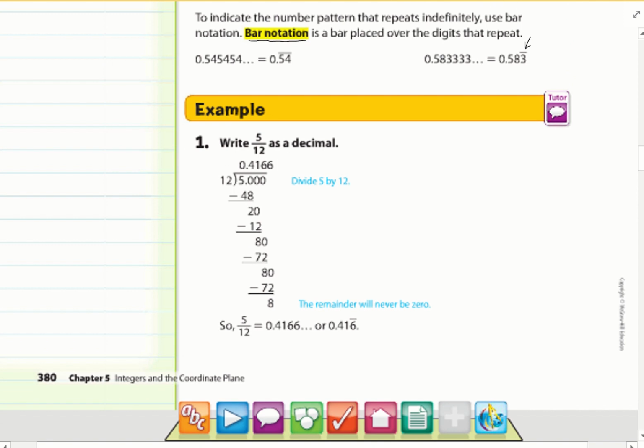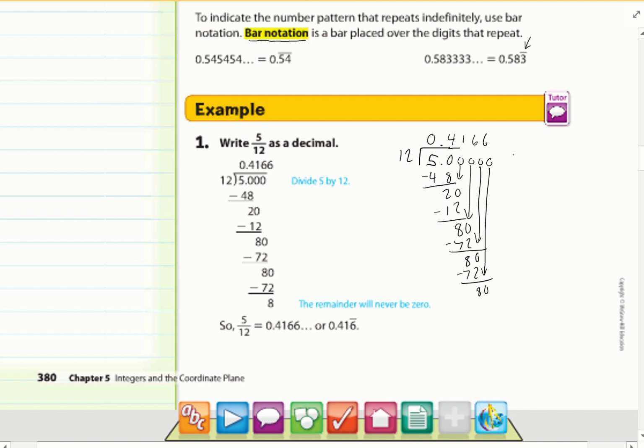So example 1, write 5/12 as a decimal. So this is going to be 5 divided by 12. If we take 12 and put that into 5, it cannot go into 5. And then the decimal goes on top of the decimal. And I'm going to add a 0. 12 goes into 50 4 times. It's going to be 48. And 12 goes into 20 1 time. 8, and then put the 0 down. 12 goes into 80 6 times. And if you notice, we're going to keep getting the same exact pattern.